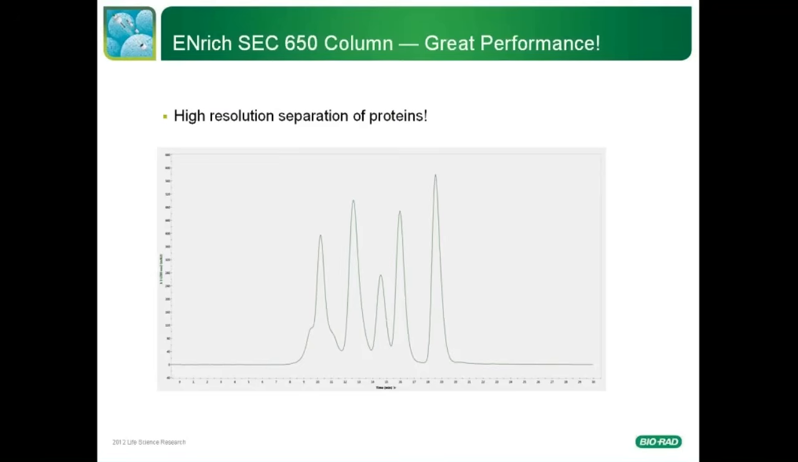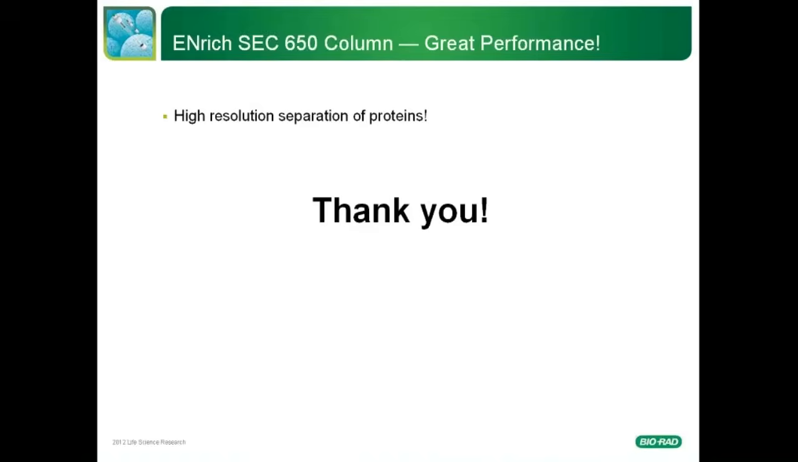And this chromatogram shows very high resolution of a complex protein sample that was run on an Enrich size exclusion 650 column. And as you can see, the peaks are well separated from each other, and it just shows really great high resolution. These are really great high quality products. They will provide fantastic high resolution with very short separation time.